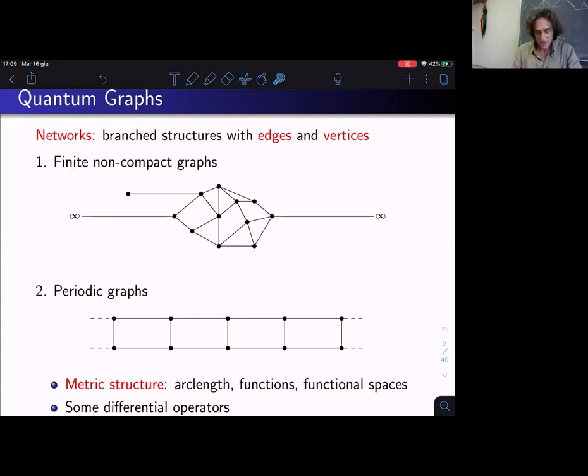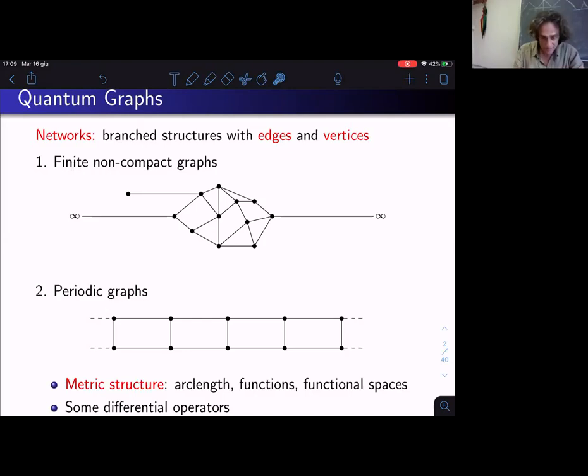So these graphs are not only the so-called combinatorial graphs, where you just look at the topology of the structure. Topology means which are the nodes and which are the connections between the nodes. Here we are interested in a metric structure, because we want to introduce a notion of distance and of something that moves in the space. So in the arcs, we put basically an arc length that gives us the metric structure. And once we have an arc length, we can easily introduce functions, and from functions, functional spaces, and so on. I will be a bit more precise later.